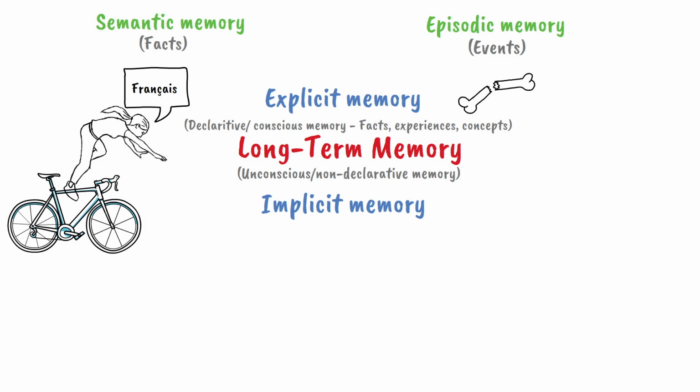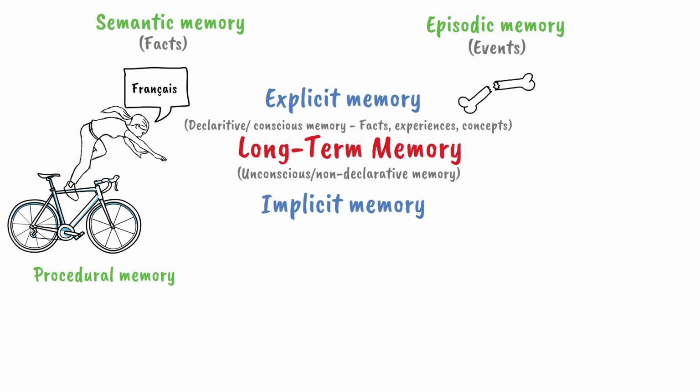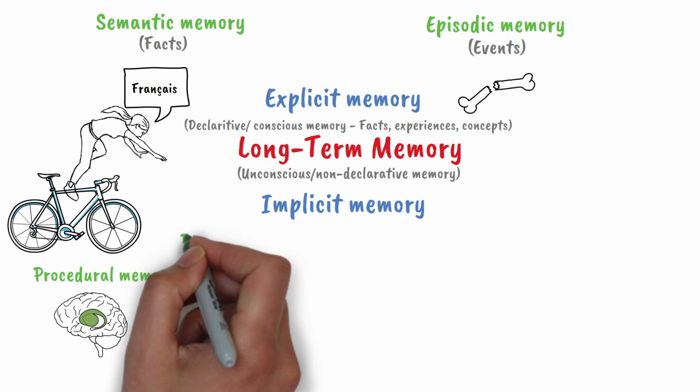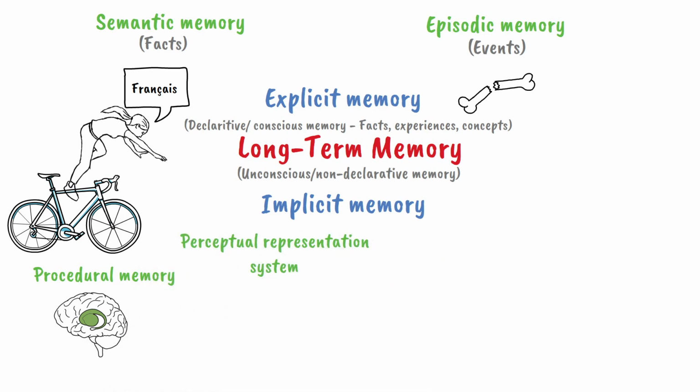Moving on to implicit memory. First we have procedural memory. It refers to memory of skills such as riding a bike. It has been noted that basal ganglia are important for learning of procedural skills and habits. And then we have the perceptual representation system, used for perceiving sounds, words, objects, etc. They are memory systems in the sense that they store knowledge of the perceptual world and are capable of learning.